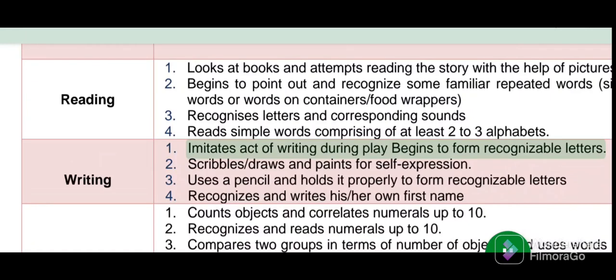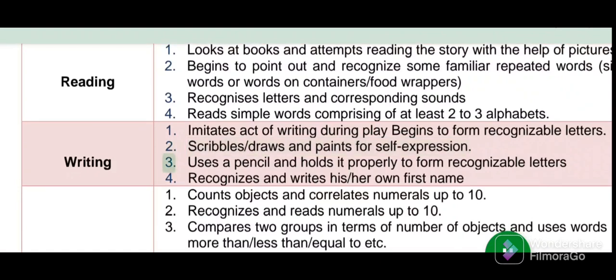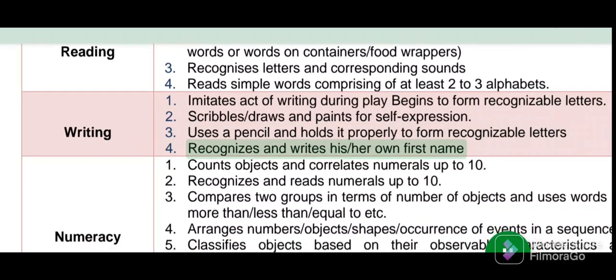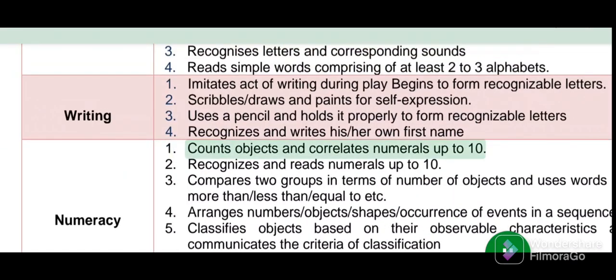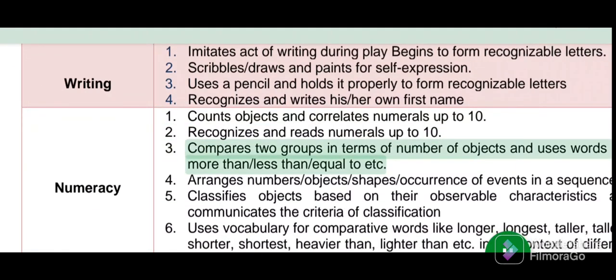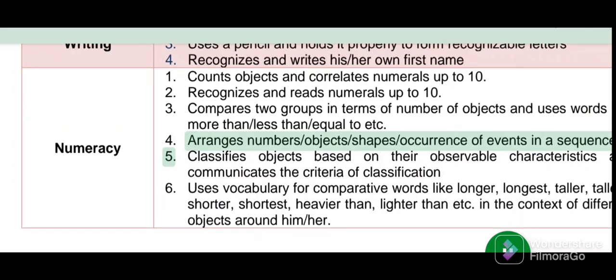Writing. 1. Imitates act of writing during play, begins to form recognizable letters. 2. Scribbles, draws and paints for self-expression. 3. Uses a pencil and holds it properly to form recognizable letters. 4. Recognizes and writes his/her own first name. Numeracy. 1. Counts objects and correlates numerals up to 10. 2. Recognizes and reads numerals up to 10. 3. Compares two groups in terms of number of objects and uses words like more than, less than, equal to etc. 4. Arranges numbers, objects, shapes, occurrence of events in a sequence.